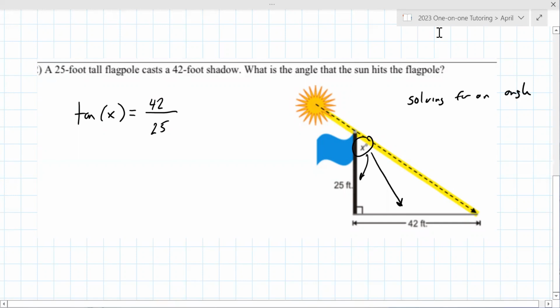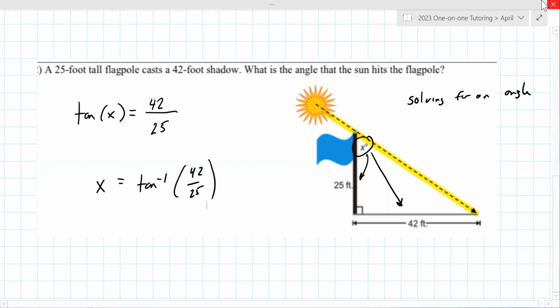I don't know if we covered this. Do we talk about how to undo one of the trig functions here? You do the arctangent. That's right. Arctangent, 42 over 25. I believe that's the second option on the tangent on your calculator. Go ahead and calculate that to, I don't know, one decimal place. I'm just making it up since it doesn't say.